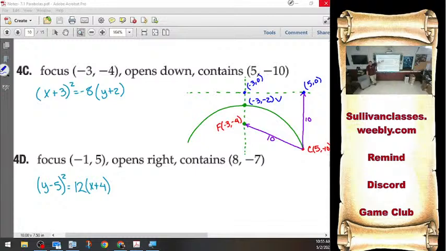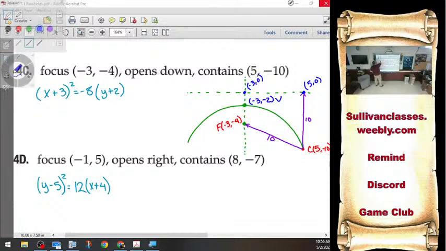Stage 1, it opens down. I'm going to make a generic parabola opening down. Doesn't have to be drawn to scale. Purple, generic parabola opening down. Has this focus, contains this point. Focus, negative 3, negative 4. I'll start there so that I can say that my contained point is right and down of that. Recognize the Pythagorean triple or use your distance formula.